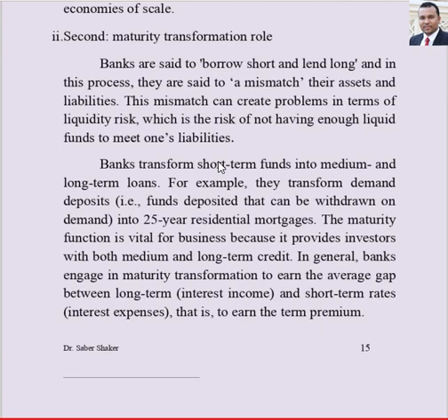Number one, size transformation. In case of size transformation, the bank collects small size deposits and transforms them into large loans by using what? By using the economies of scale principle. What do you mean by economies of scale? The case when the costs of joint production are lower than the costs of separated production for two products. Okay?